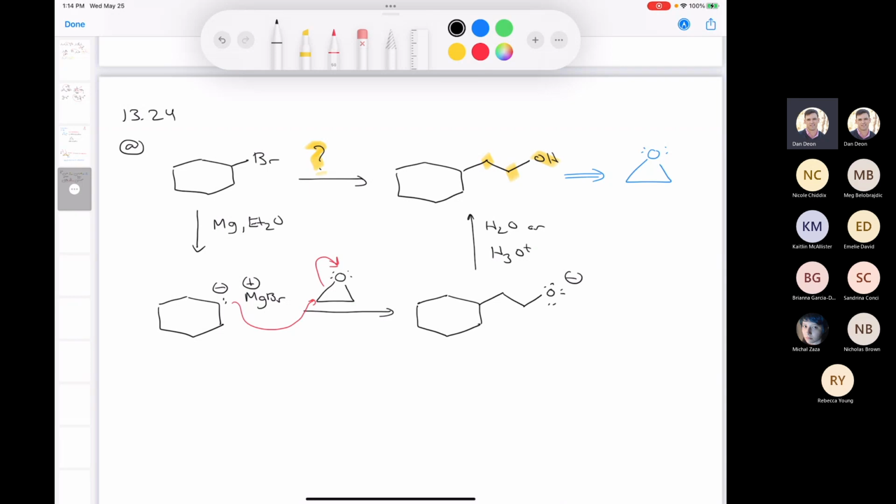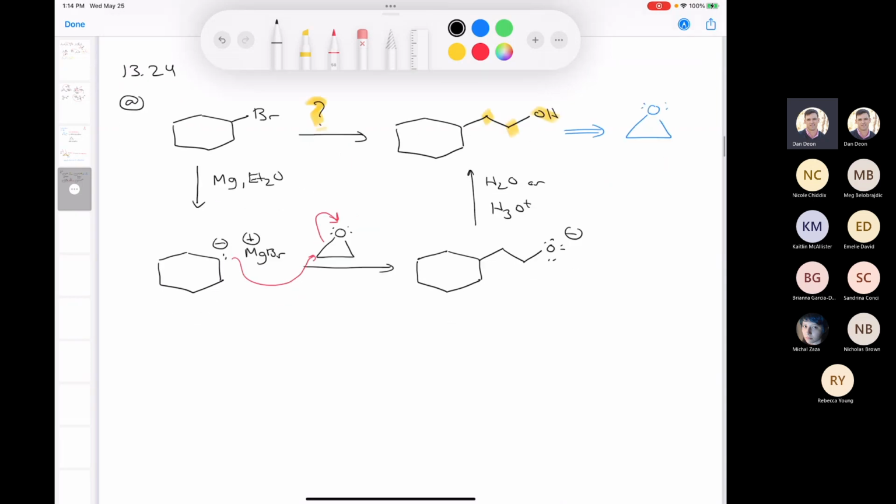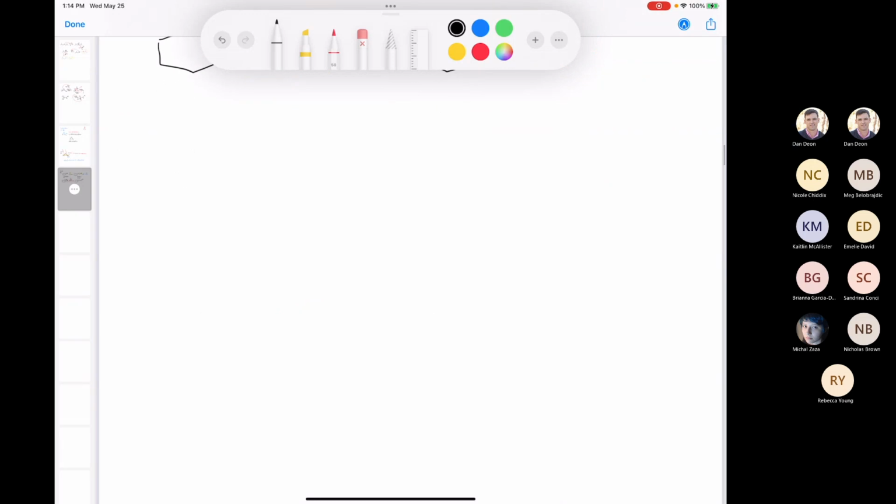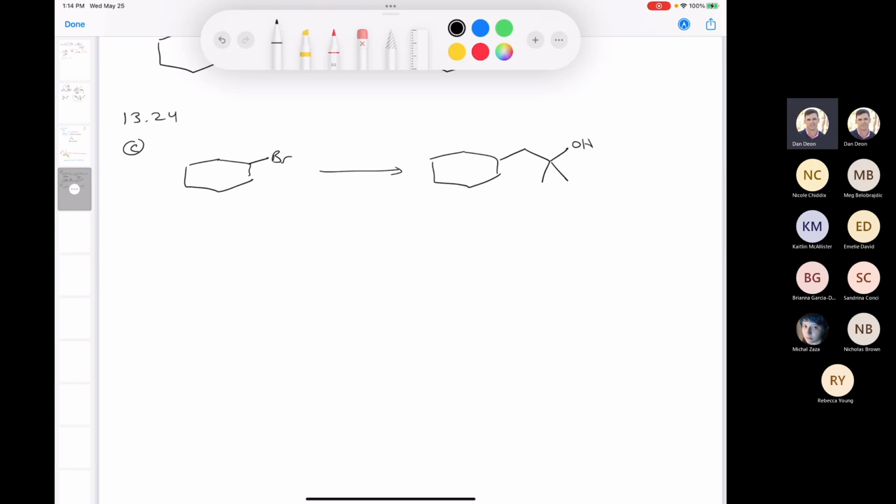Let's try another one. Let's try one that involves another epoxide. So this is 13.24C. You're starting with cyclohexyl bromide again. Bromocyclohexane, either way, same thing. And then you're making this compound. Now this one, regioselectivity comes into play. So now we're not adding just 2 carbons, we're adding a total of 4 carbons to make this compound. So what would our path look like to make this compound?